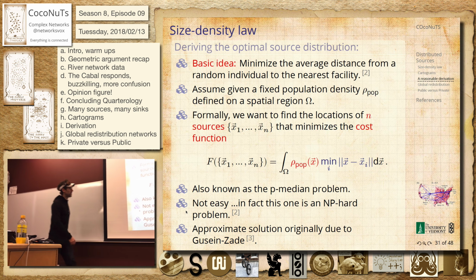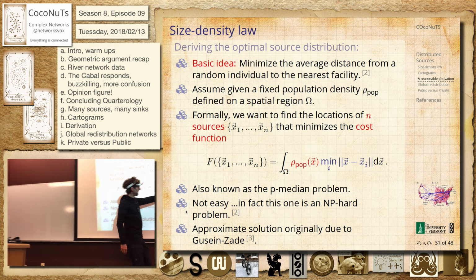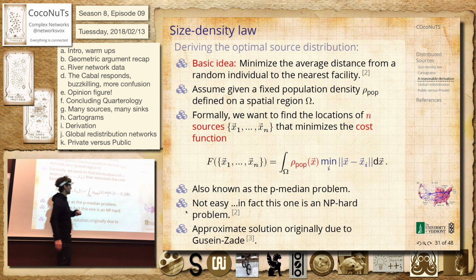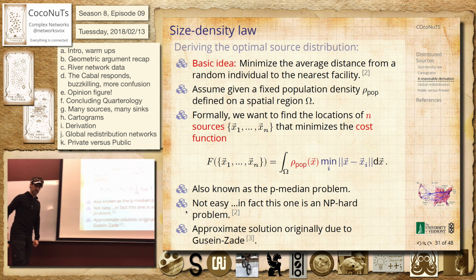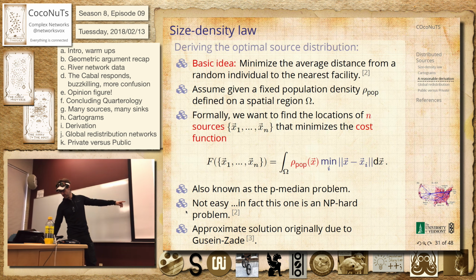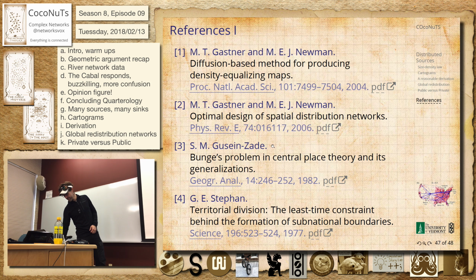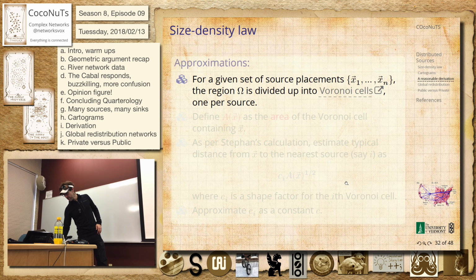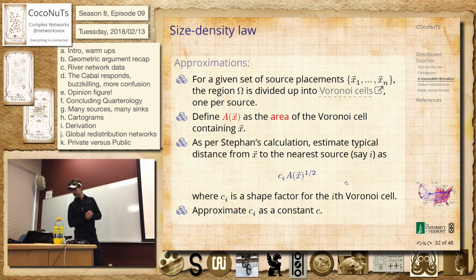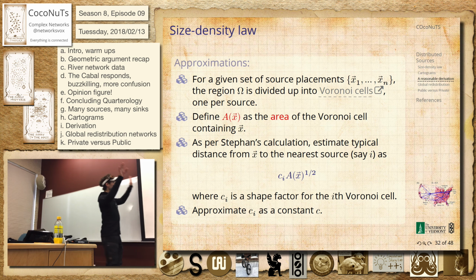But that's a bit of an ungainly object to deal with, and of course we can't do it exactly. But there are some really clever things. So Hussein Zaid is the person who originally did something here. That paper is from 1982. And see, it's a geography piece. Yeah, awesome. All right. So you don't have to worry about the words.